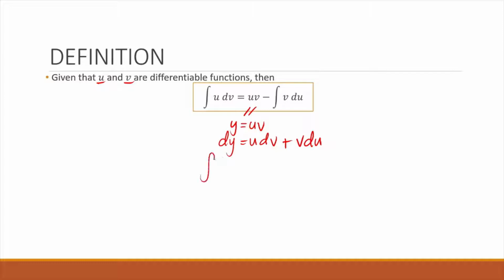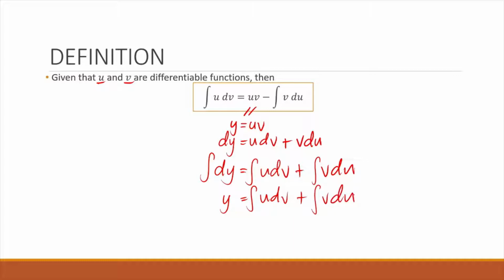Okay, so integrating both sides, we have integral of dy on the left hand side, and then integral of u dv plus integral of v du, right? On the left hand side of the equation, integral of dy, this will just be equal to y, right? Then let's leave the right hand side of the equation as is for now. So integral of u dv plus integral of v du. Alright, and then initially we established that y is equal to what? Y is equal to the product of u and v. So we can plug in uv for y, right? So u times v equals the integral of u dv plus integral of v du.